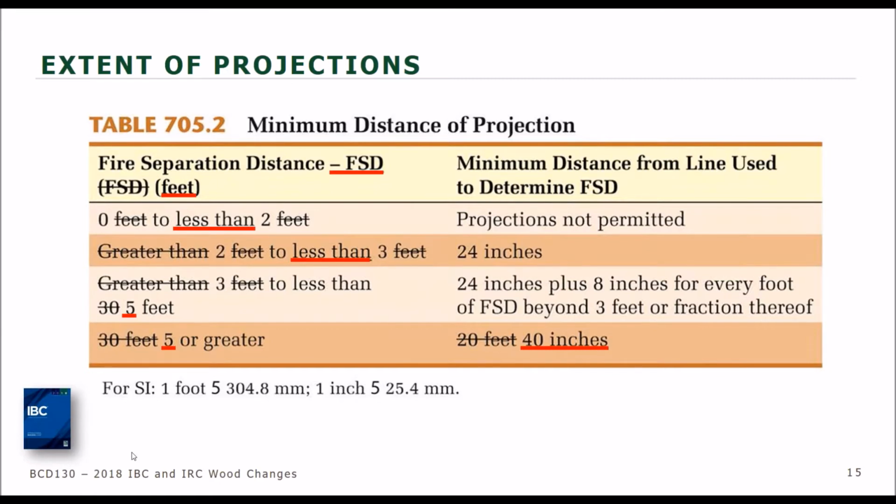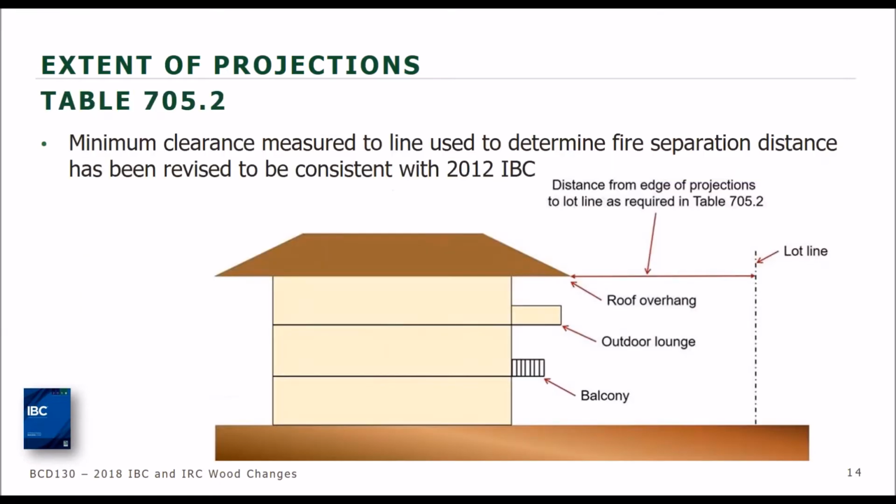So going back to the previous slide, the parameter is now 5 or greater feet. And then the distance from the lot line to that projection went from 20 feet to now 40 inches. So this is a pretty big, substantial decrease in that distance. Go to the next slide.